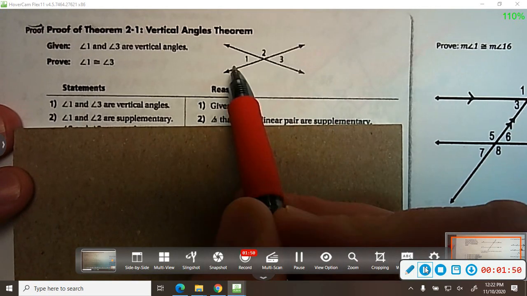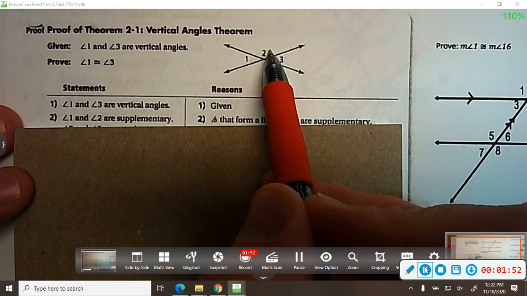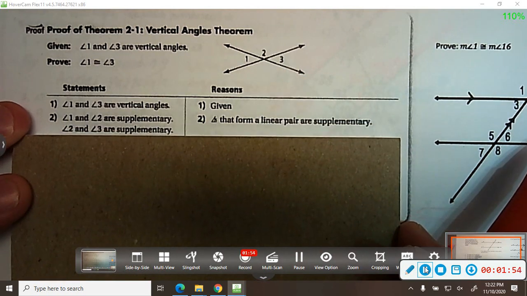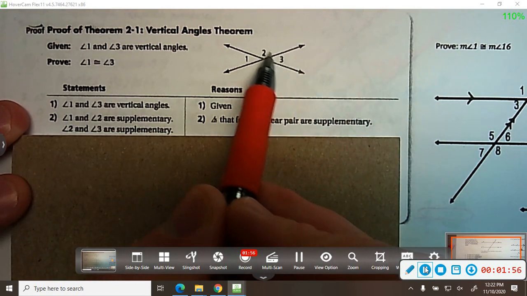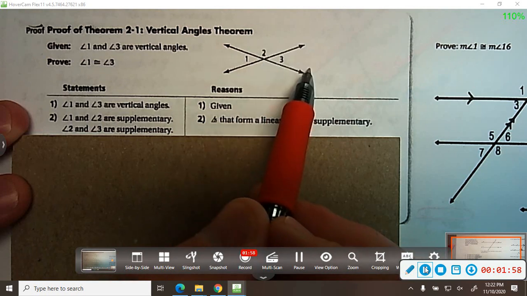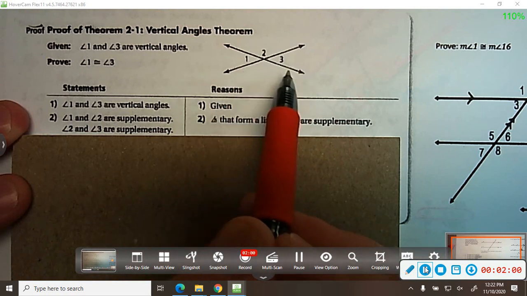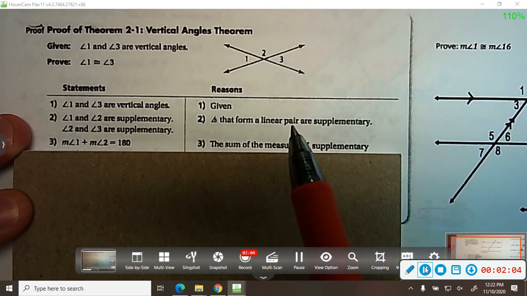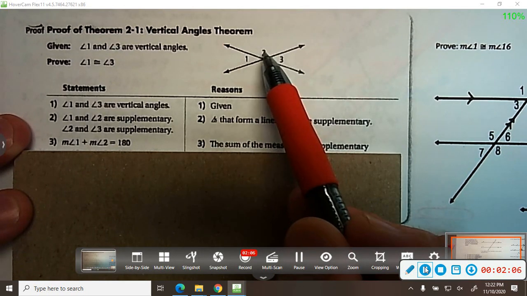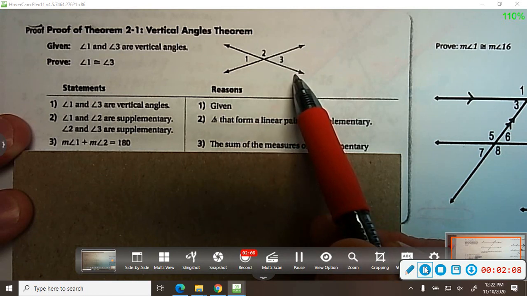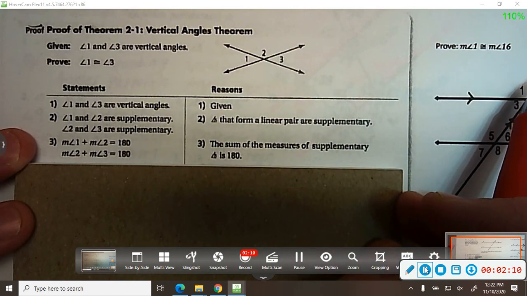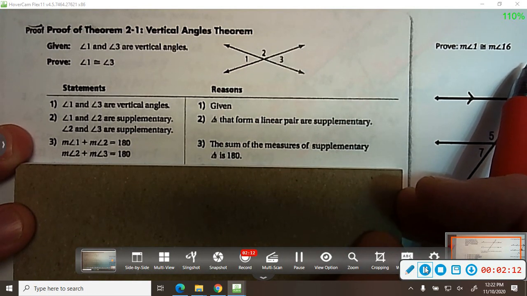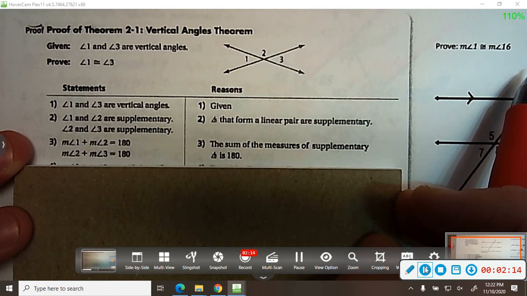And then I know that 1 and 2 are supplementary. I also know that 2 and 3 are supplementary. So angles that form a linear pair are supplementary. To be supplementary, that means that when you go 1 plus 2, you get 180. 2 plus 3 is 180. So the sum of the measures of supplementary angles is 180.